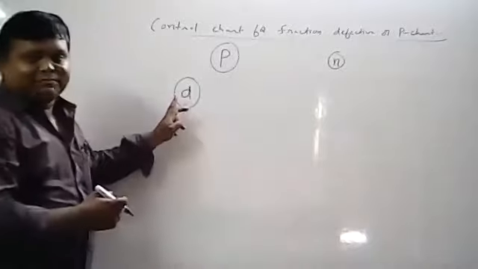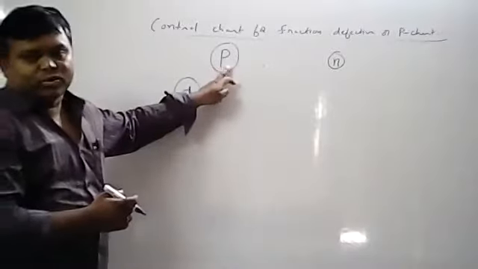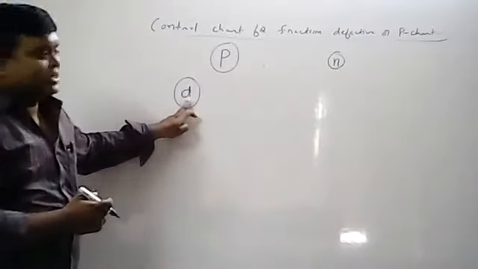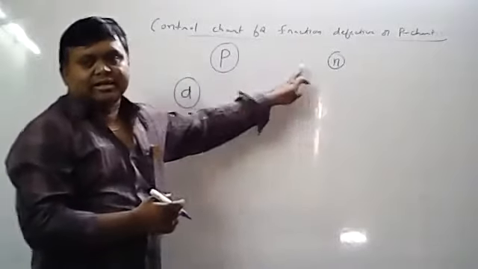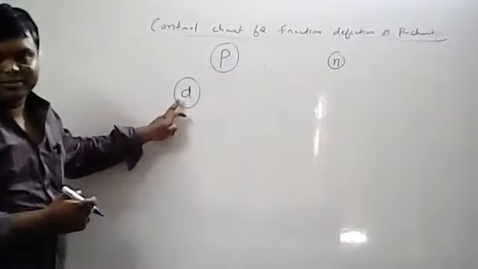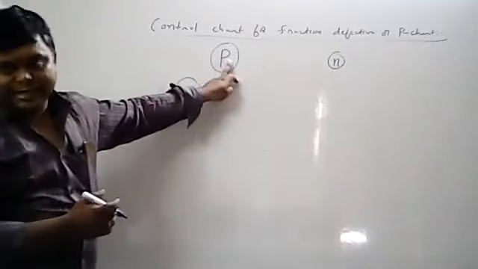Okay, so if you identify a defective item, that is called success. Success is denoted by capital P. D is the number of defectives and N is the sample size. Suppose 500 sample units are there and you are identifying the defectives. That number of defectives is denoted by D. If you get a defective item, that is the probability of success, capital P.